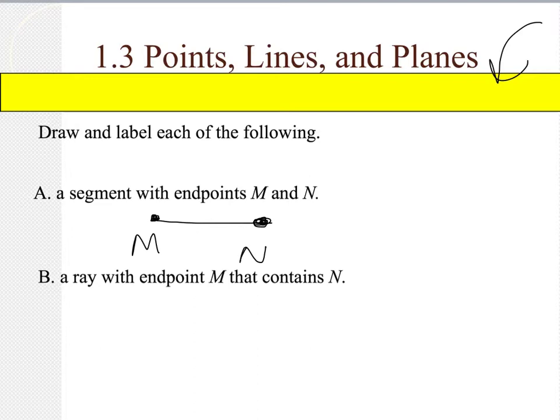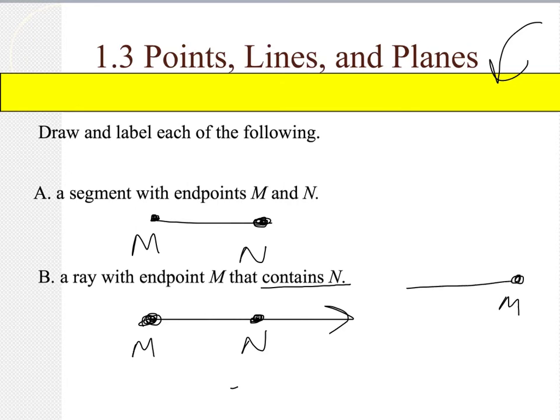Now it says a ray with the endpoint M that contains N. We know that we have an endpoint of M. It's going to be a ray, so it's going to go on and on forever. But it also says it contains the point N. So on here is the point N. I would also have accepted this, because that is also the correct answer, whichever way you want to go.